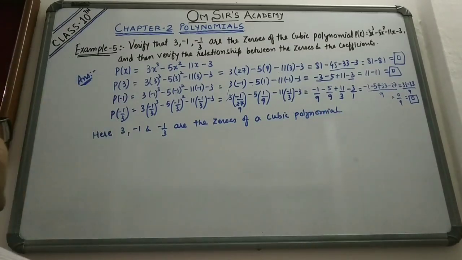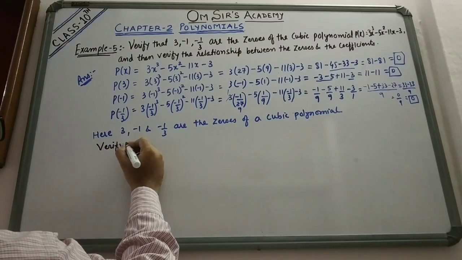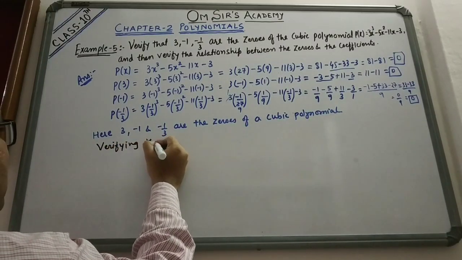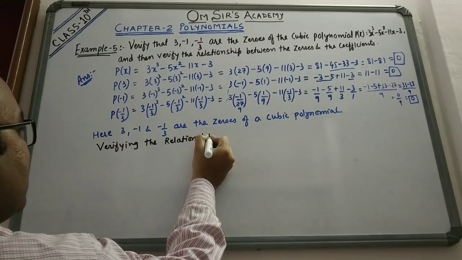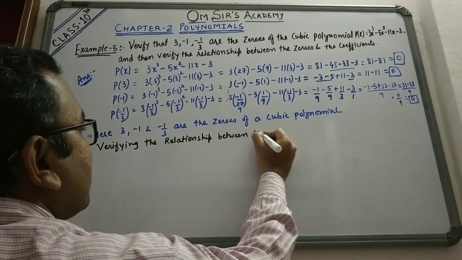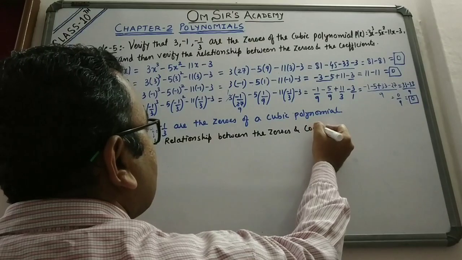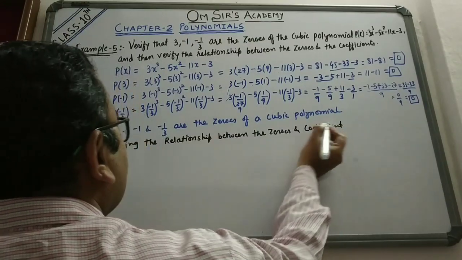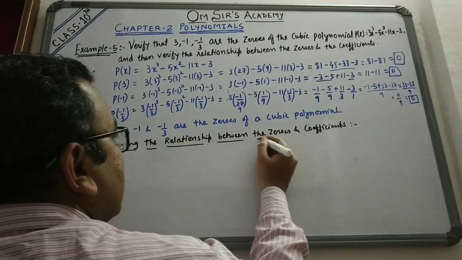Is it clear? Now second step of this sum, friends. So we have to verify the relationship between the zeros and the coefficients, right? Verifying the relationships between the zeros and coefficients of the cubic polynomial. Okay? So let us verify the relationships.